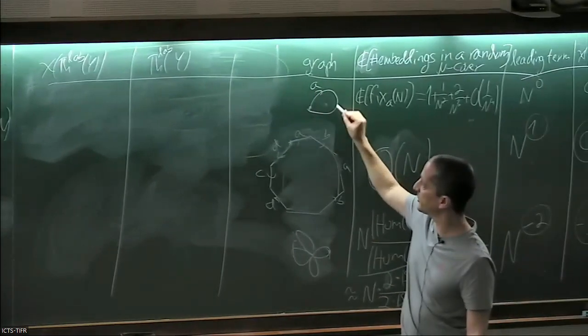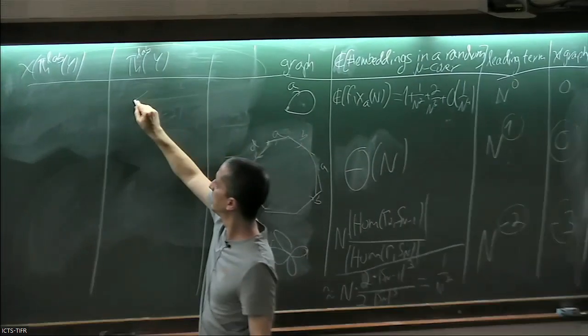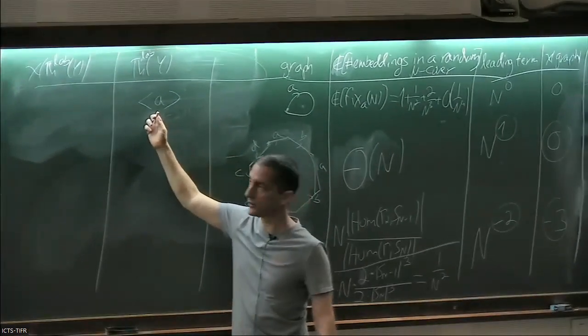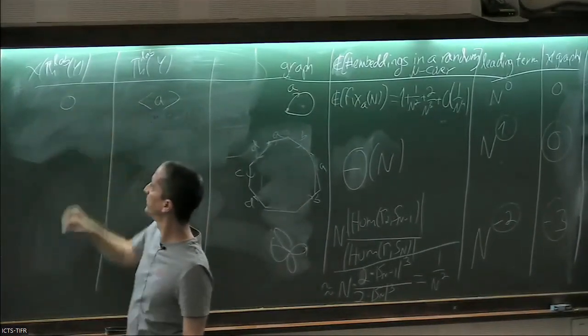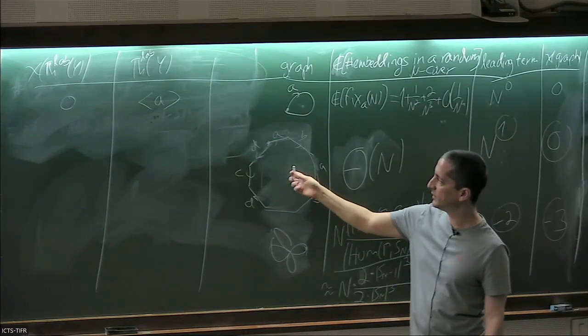The only thing we see is powers of A. So this is just A, the group is Z, and the Euler characteristic is 0. Okay? What do we see here? What is the image of this group?